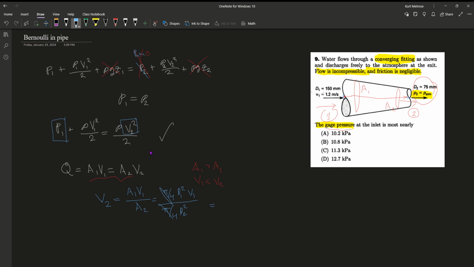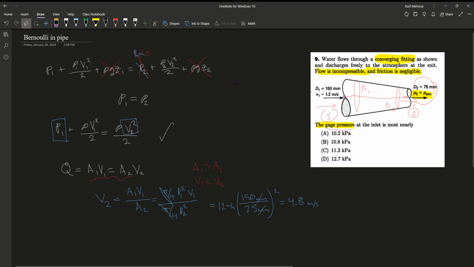And D1 is 150 millimeters. And I should write V1 as well: 1.2 meters per second squared. And then D2 is 75 millimeters. You can see that the millimeters cancel out here. And 150 divided by 75 is 2. 2 squared is 4. 4 times 1.2 is 4.8 meters a second.